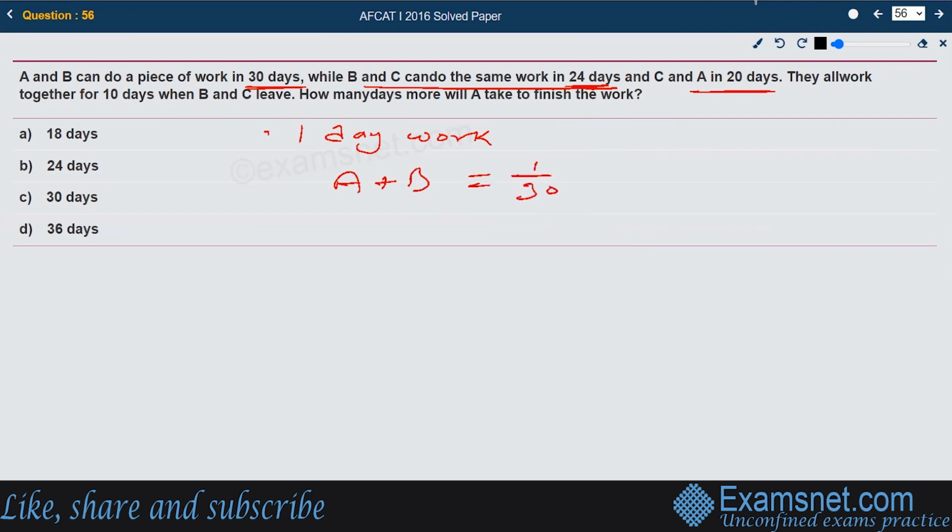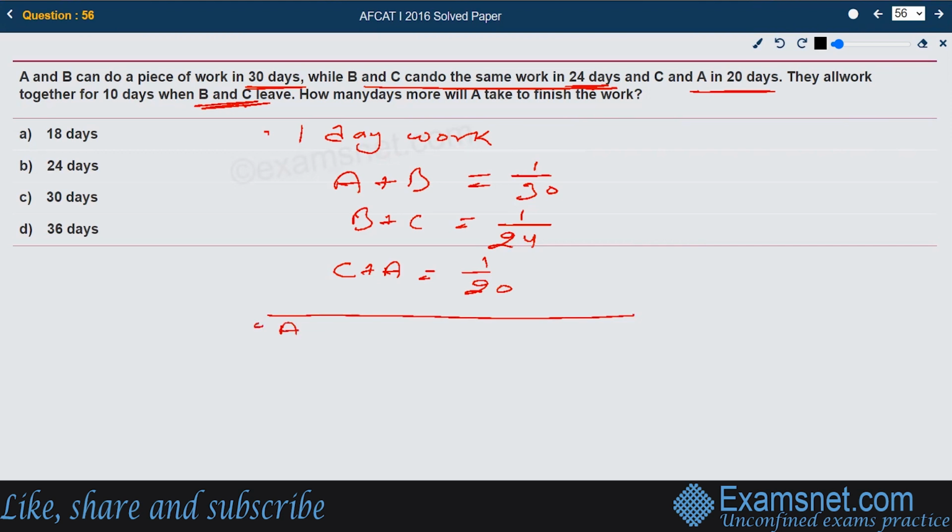B plus C can do the same work in 24 days. So B plus C's 1 day work is simply going to be 1 by 24. C plus A can do a work in 20 days. So C plus A's 1 day work is simply 1 by 20. And he's supposed to tell us that after 10 days B and C leave, and they started all together. So we need to find out A plus B plus C all together.